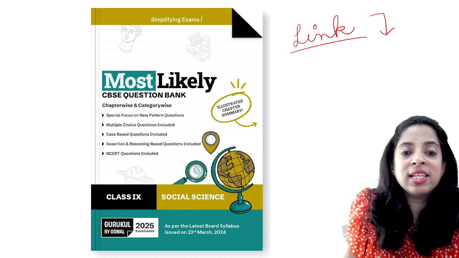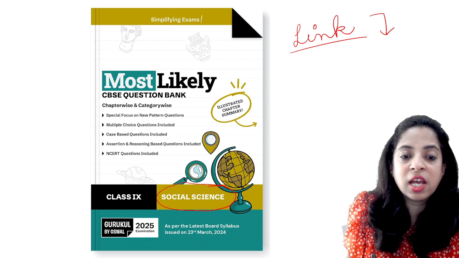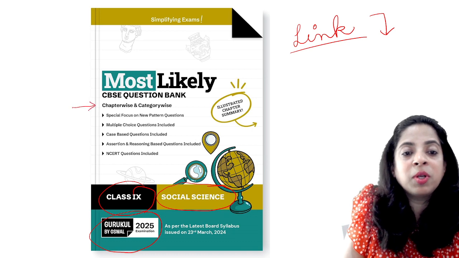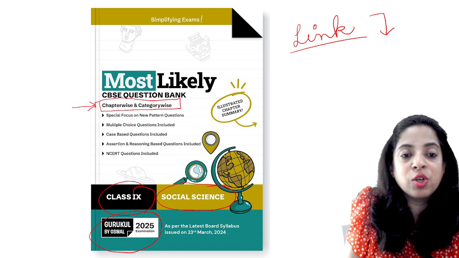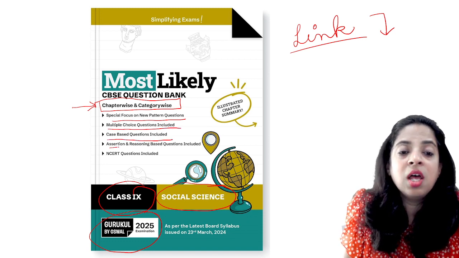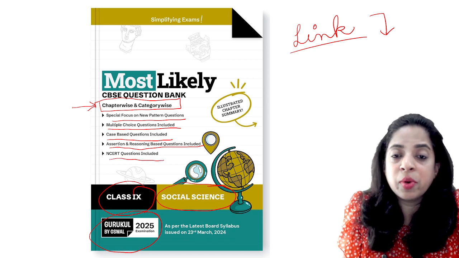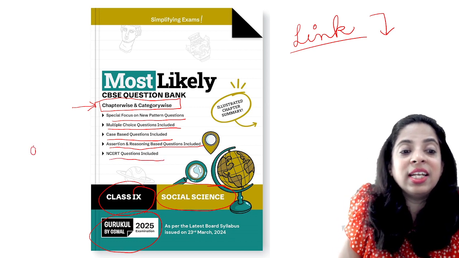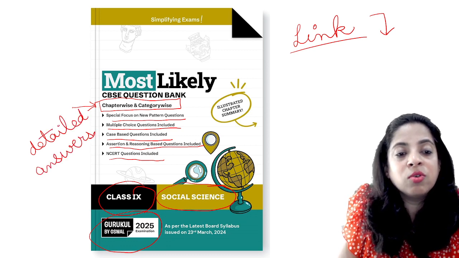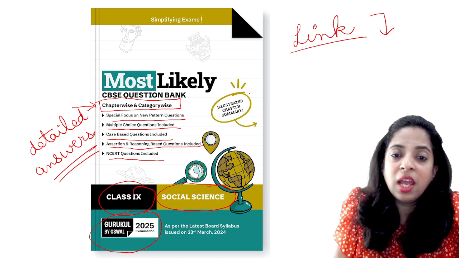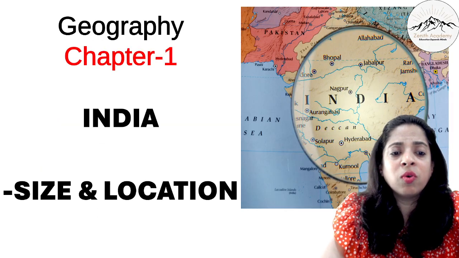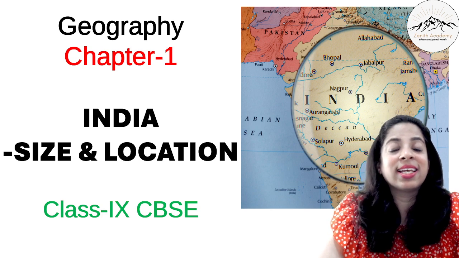This is most likely the CBSE question bank for social science for CBSE class 9 for the 2025 examination. Here chapter wise and category wise question bank is given to you. Special focus on new pattern questions, multiple choice questions, case based questions, assertion and reasoning based questions and NCERT questions are also included along with the detailed answers. Even for MCQs, they have given you the explanation of the correct answer as well as an illustrated chapter summary. So let us begin and do chapter 1 of India size and location for CBSE class 9.